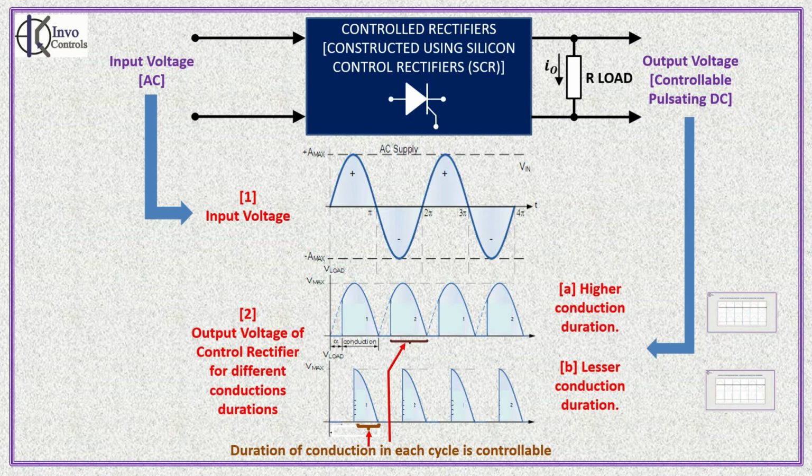The duration of conduction can be varied from 0 degree, which is no conduction, which is essentially the off state, to 180 degrees, which is the maximum conduction state and corresponds to the conventional rectifier operation. Let us take a closer look at the input-output waveforms of a controlled rectifier.